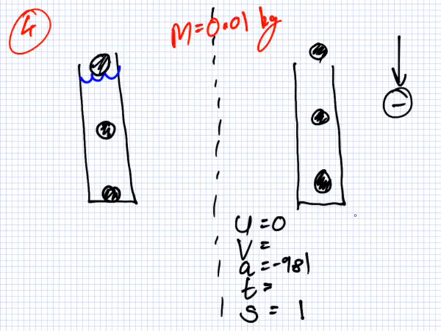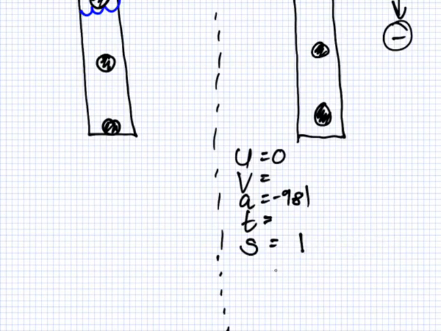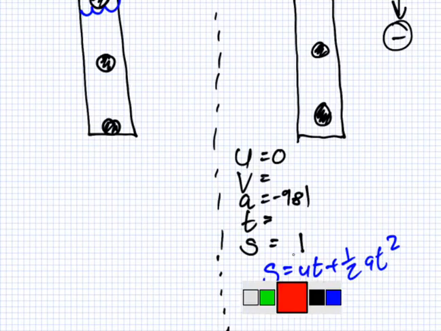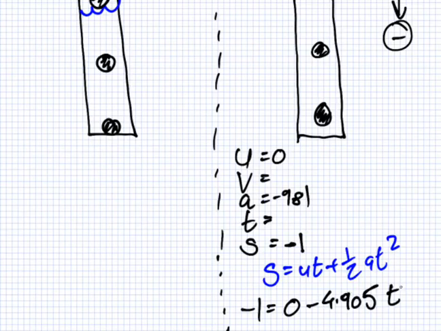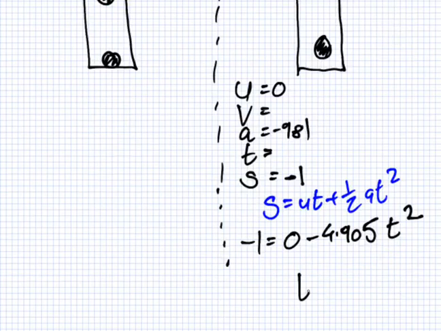Okay. So here, let's get the time. What formula should I use? I think S equals maybe? Is that right? Yeah. Now look at the mistake I made. Here should be minus. S equals UT plus a half A T squared. So I get here the time is 0.4515 seconds.